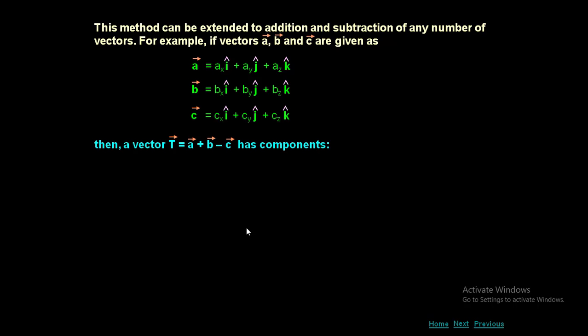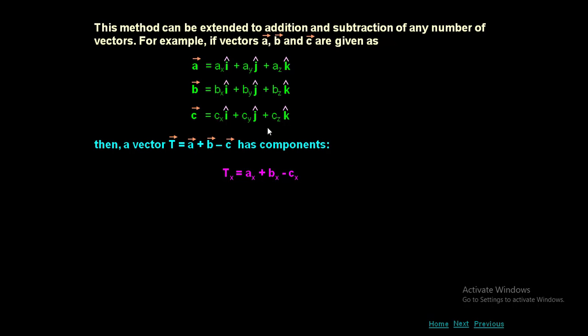This method can be extended to obtain addition and subtraction of any number of vectors. For example, if vectors A bar, B bar and C bar are given, with A bar having three components Ax, Ay and Az, and similarly B bar and C bar, then a vector T bar equal to A bar plus B bar minus C bar has components as follows. Initially add these two vectors and subtract C bar from that sum. You will get the final answer.